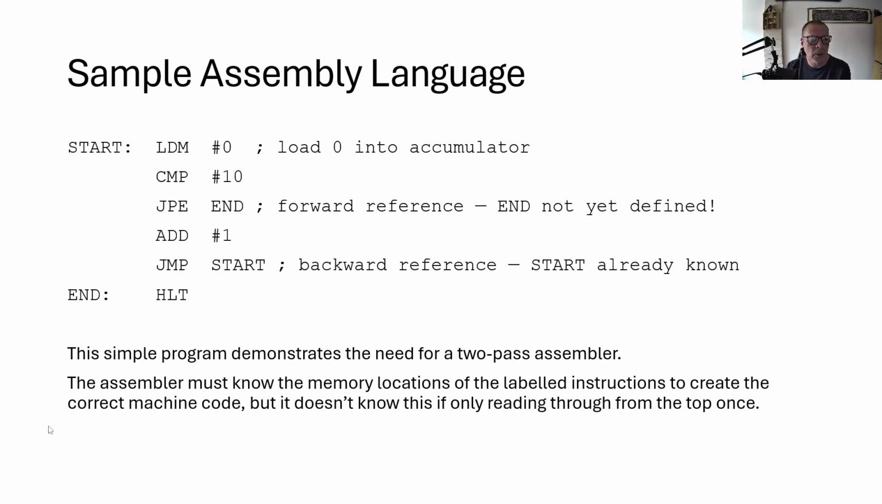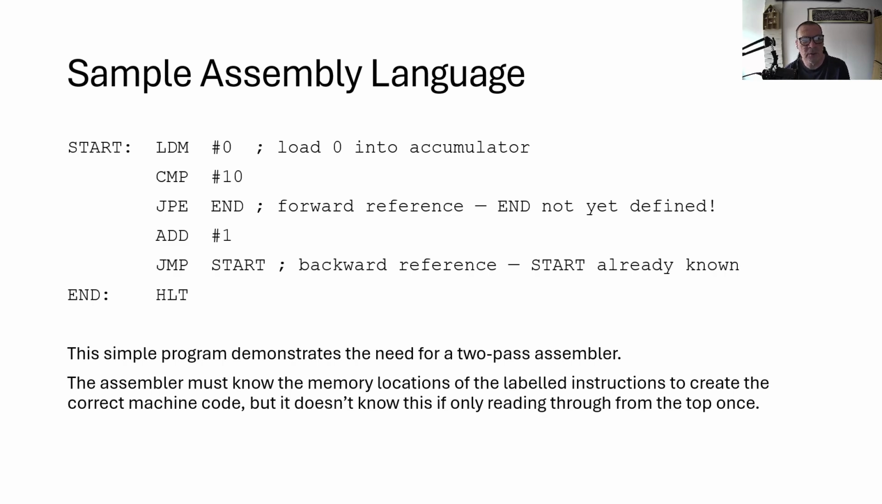So this program also demonstrates the need for a 2-pass assembler. The assembler needs to know where the locations are for these symbolic labels. So when we say jump to the end and jump to the start, it needs to know what location in memory that actually is, so that it can replace the symbolic representation, i.e. the end and the start, with the actual memory address that's needed.